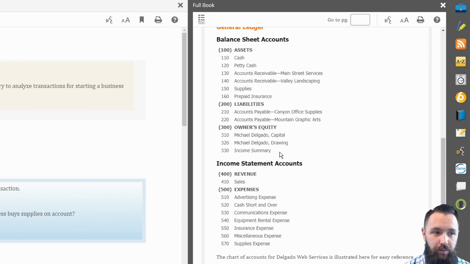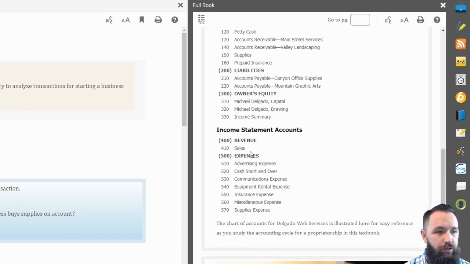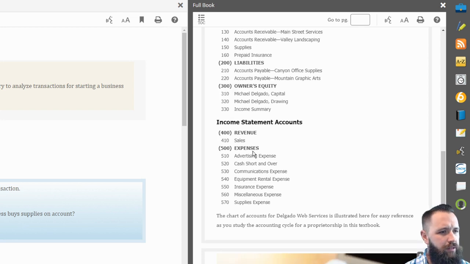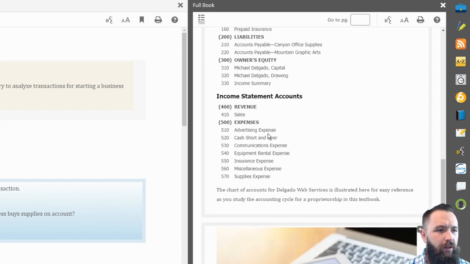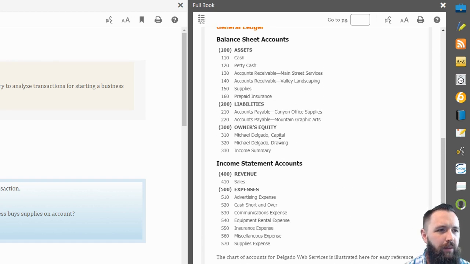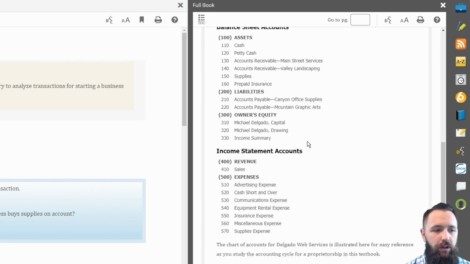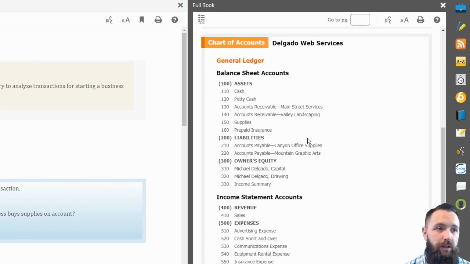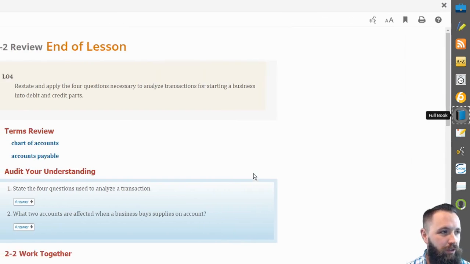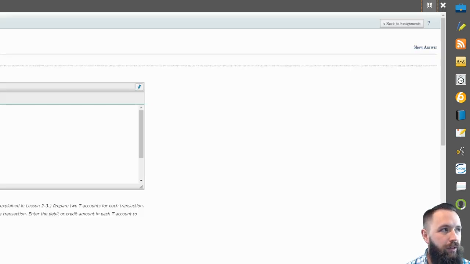We haven't seen income summary yet. And maybe we got into sales. And then we have some expenses that we've talked about. Cash short and over we haven't. But this is Delgado's Web Services, and this is their chart of accounts. All the accounts that they're going to use in their ledger, which we'll talk about a little bit later. But it's just important to know that it's a chart of all the accounts they will use. So that's 2.2, going through it fairly quickly. And let's jump into the problems.